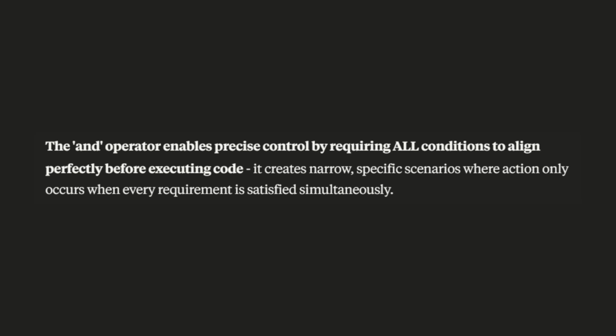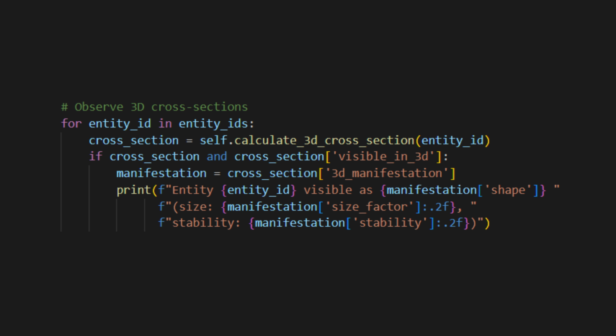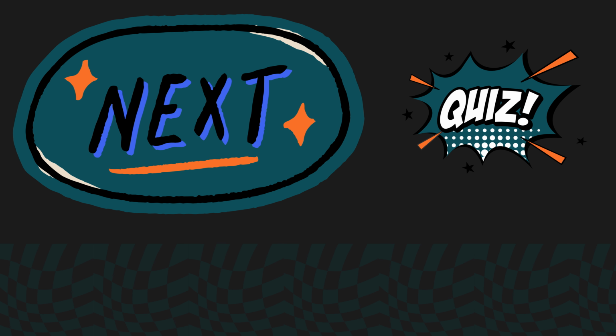So the AND operator creates precise, multi-criteria conditional logic where sophisticated program decisions depend on multiple factors being satisfied simultaneously. And this prevents processing incomplete data while ensuring that only entities meeting all visibility requirements get displayed in your 4D manifestation analyses.